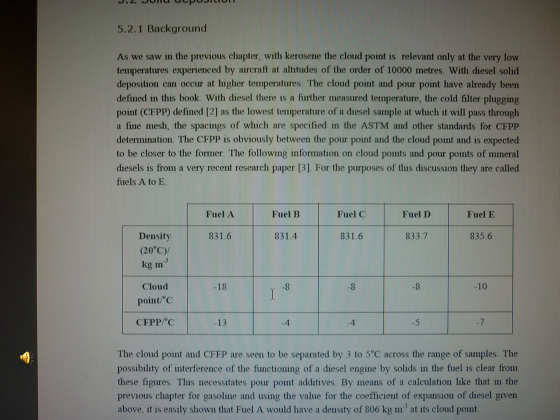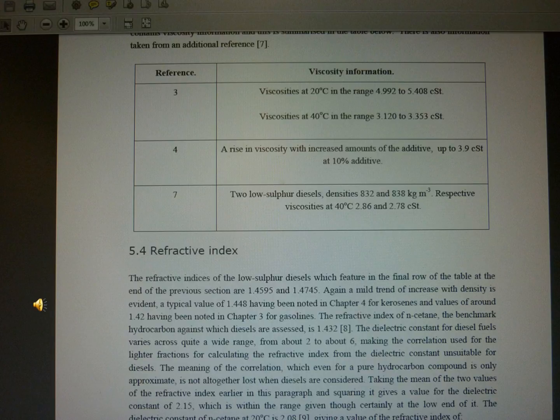This table talks about the different kinds of pure oils: pure A, pure B, pure C, pure D, and pure E. Their density and the other properties you can see in this table. And the density, all the reference and the viscosity information, the viscosity information reference you can see.